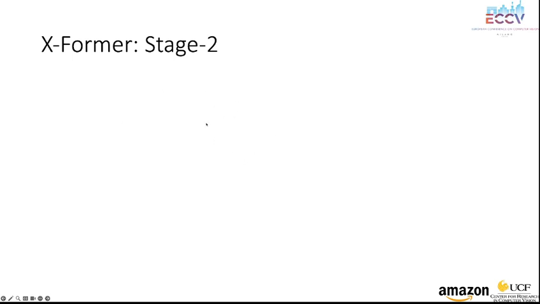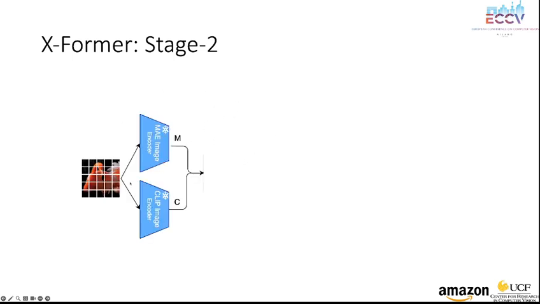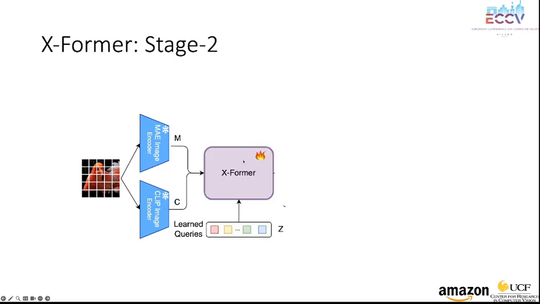Now coming to stage 2, which is the LLM alignment stage. Once we have trained XFormer in stage 1, we take the original image and compute MAE embeddings and CLIP embeddings, which, along with the learned queries, are passed as input to the XFormer to learn the enriched representation Z prime.